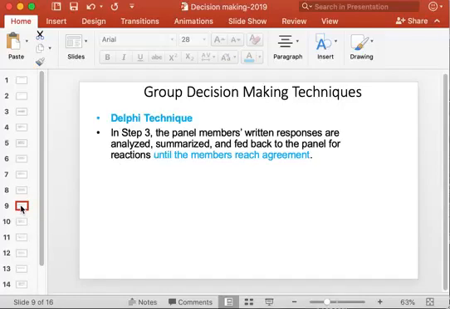Then in the third step, the panel members' written responses are analyzed, summarized, and fed back to the panel members again for their reactions. And this is repeated again and again until the panel members reach an agreement, and that becomes the final solution.